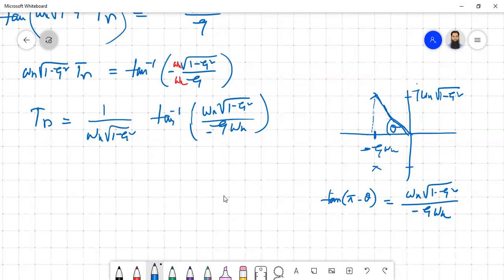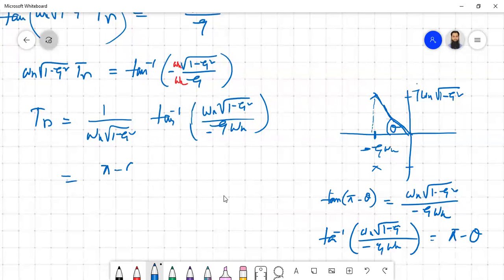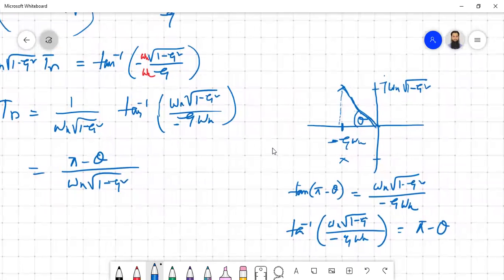So tan inverse, this parameter omega n root over 1 minus zeta square by minus zeta omega n, can be written as pi minus theta. So what you can write here is pi minus theta divided by omega n root over 1 minus zeta square. One thing we haven't said is that the damped frequency of oscillation is this one, omega d, and this is your sigma d. The real part we call sigma d.